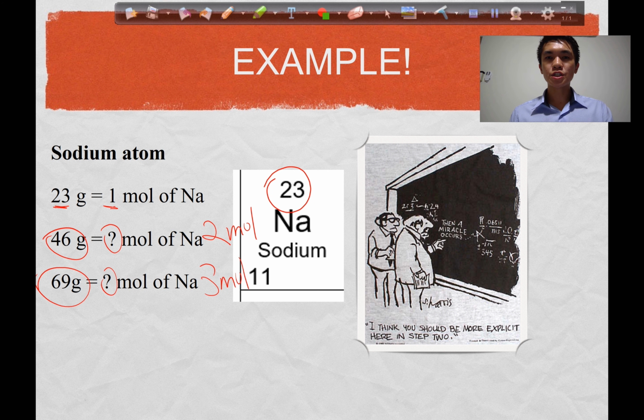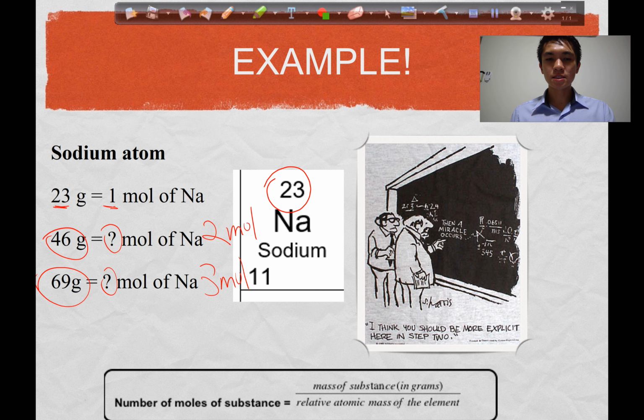So what is the relationship that we can find here? A simple relationship is that the number of mole of a substance is equivalent to the mass of the substance divided by the relative atomic mass, which is also known as your AR. Right?